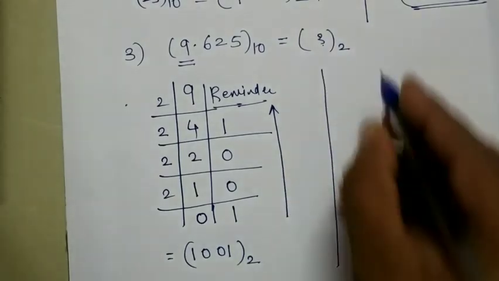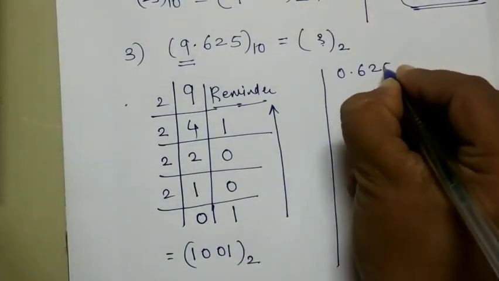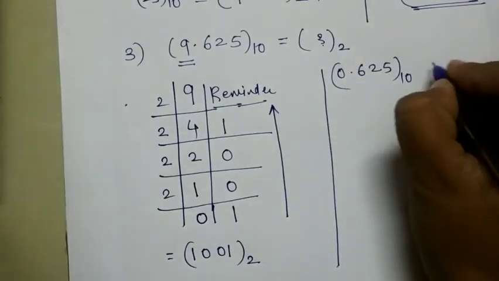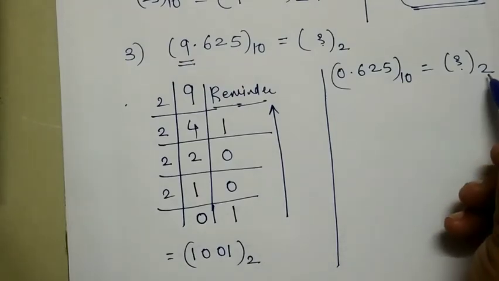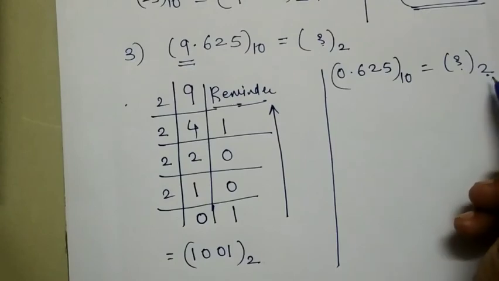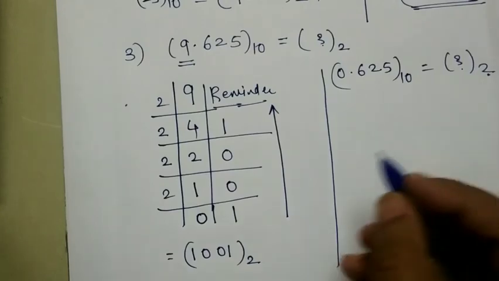Now we will consider 0.625 to the base 10. We have to convert this into its equivalent binary number. How can we convert this? As we have already discussed, for the fractional part, we have to multiply it by 2. Why do we multiply by 2? Because the base of the system is 2. And record the carry in the integer position. The fractional part is again multiplied by 2 till the fractional part becomes 0. And then we take the carries in forward direction. Okay, so let us start.